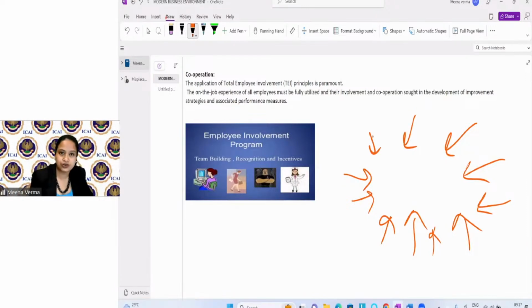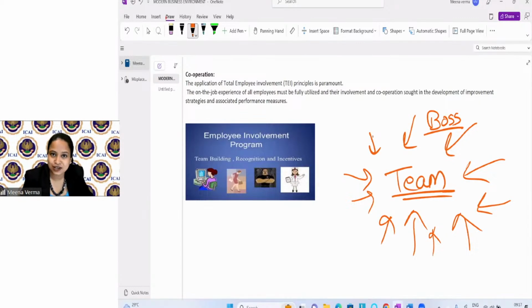But we all work together, and no one is boss here. No one is superior, no one is inferior. We just work as a team. We don't even know each other's salary, how much we are getting. We don't even share our salaries. This is how the organization should work. All the employees in the organization should work together as a team.